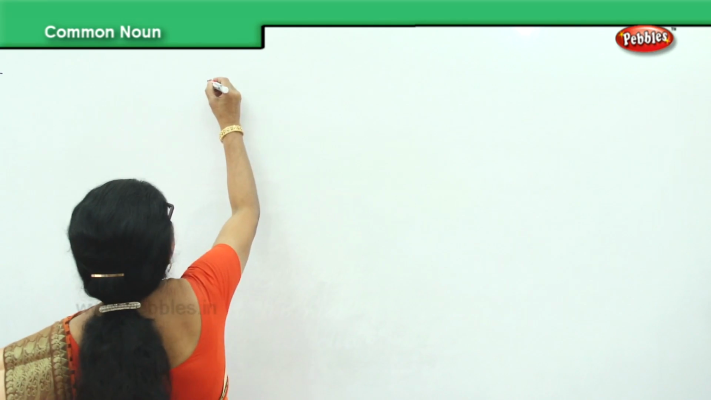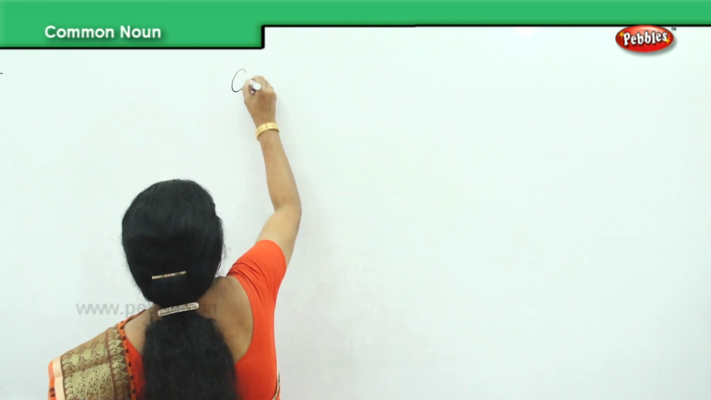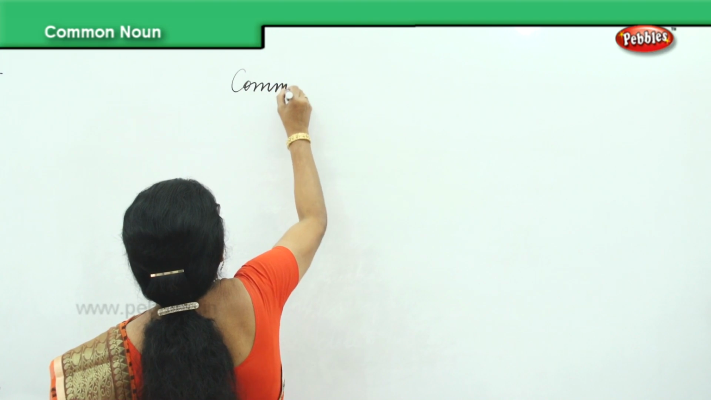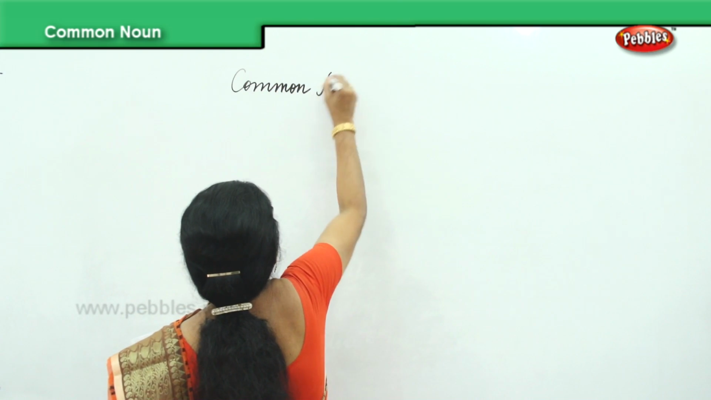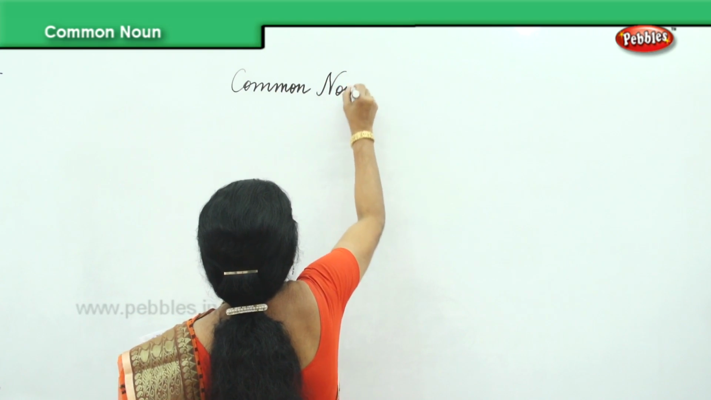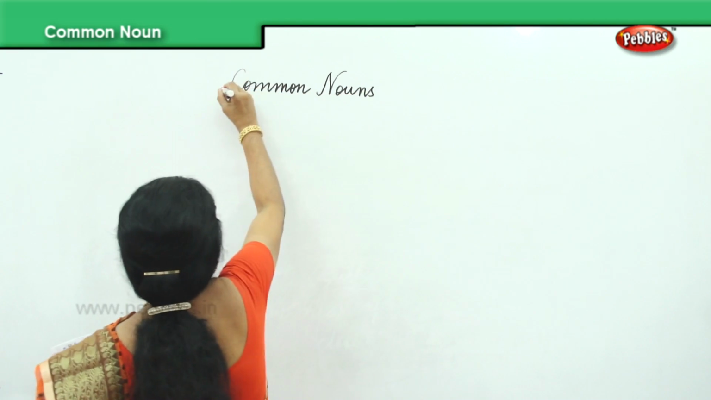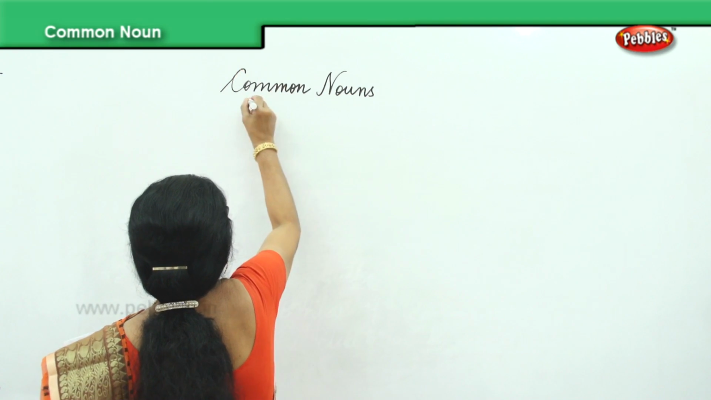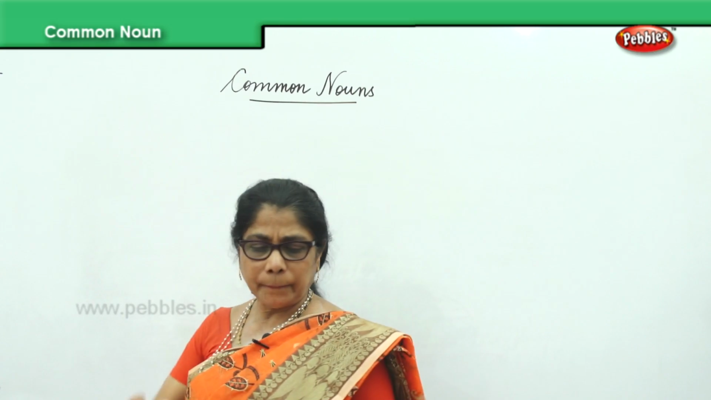We are continuing kinds of nouns. We have done proper noun. Now we will look at common nouns. Common nouns. Now what are common nouns? What are they?